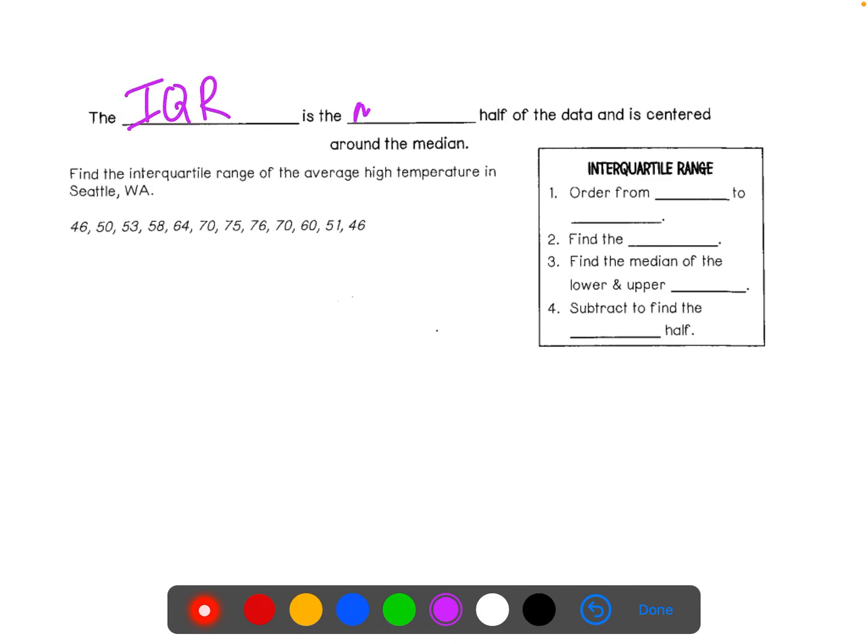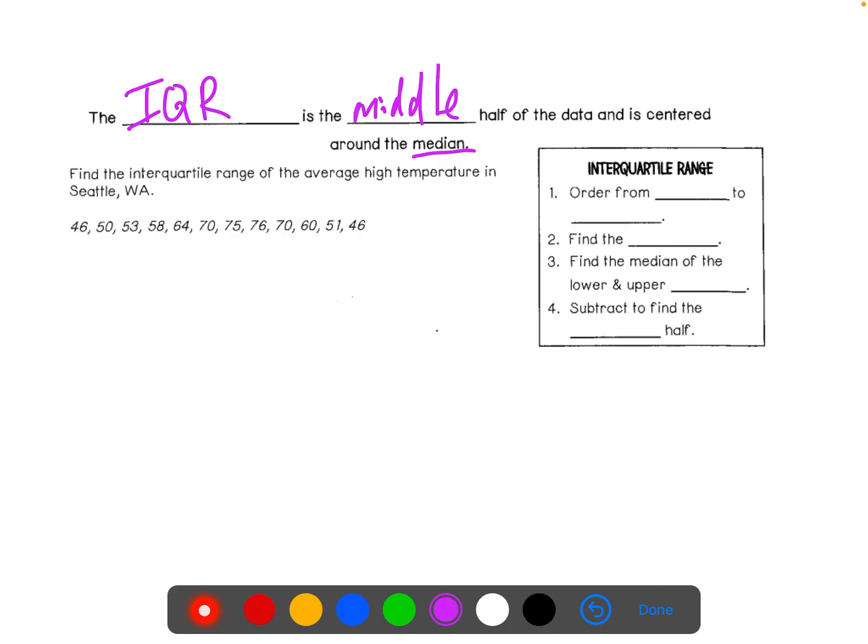IQR is the middle half of the data and is centered around the median. So we're going to be using median, whereas in our last lesson, we were finding the mean and then finding the mean absolute deviation. We'll do that again today some more. This is around the median. Remember, that's the very middle of the data when the data is in order from least to greatest.